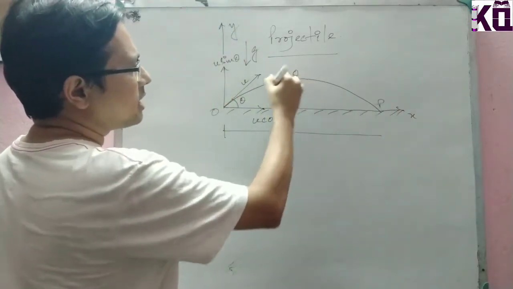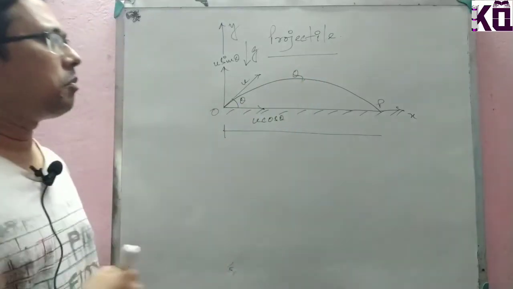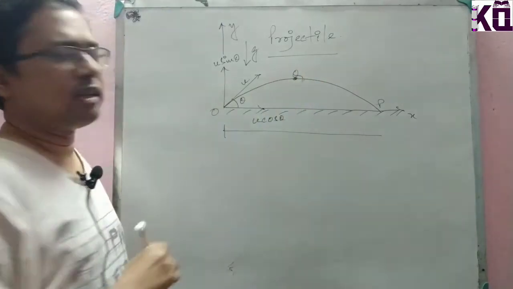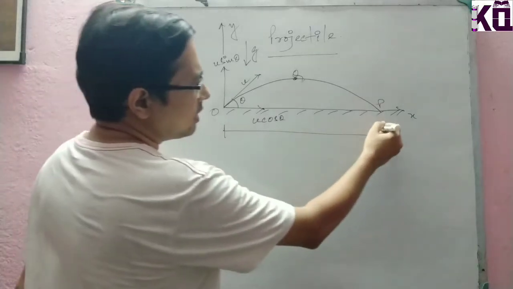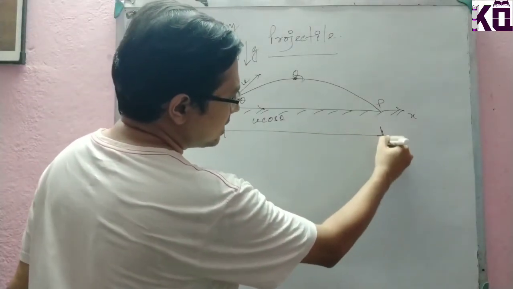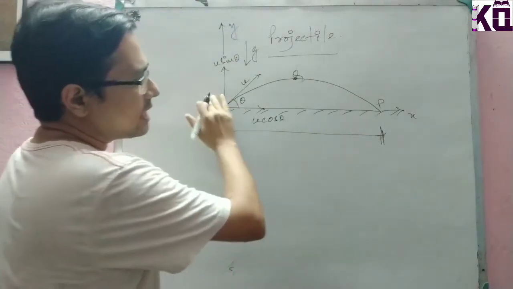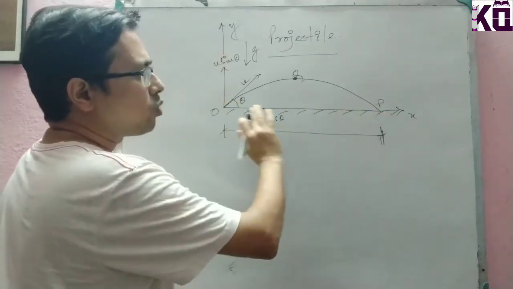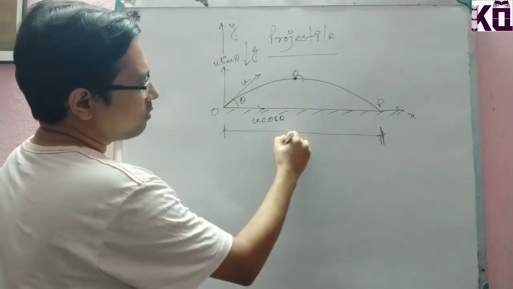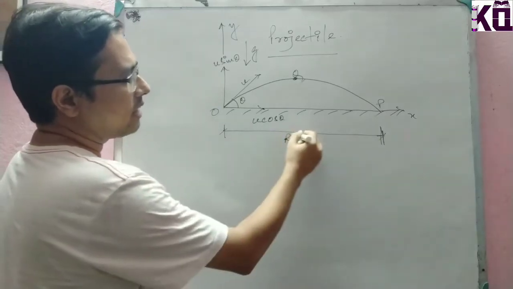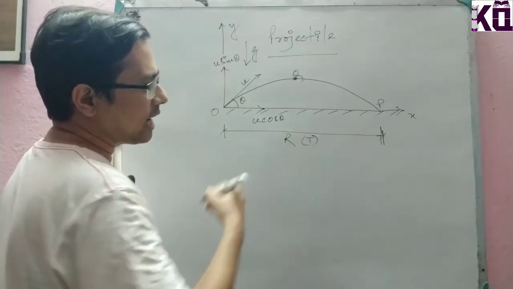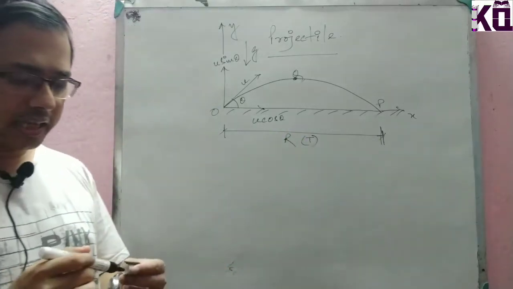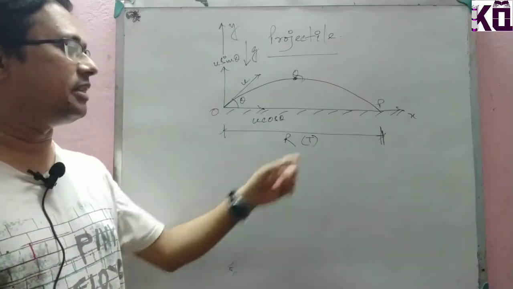Okay, and this one is, say, the maximum point or maximum height point Q. Now this distance, that is the x direction total displacement, which is generally called r, and the total time taken for the body to strike the ground again is capital T.